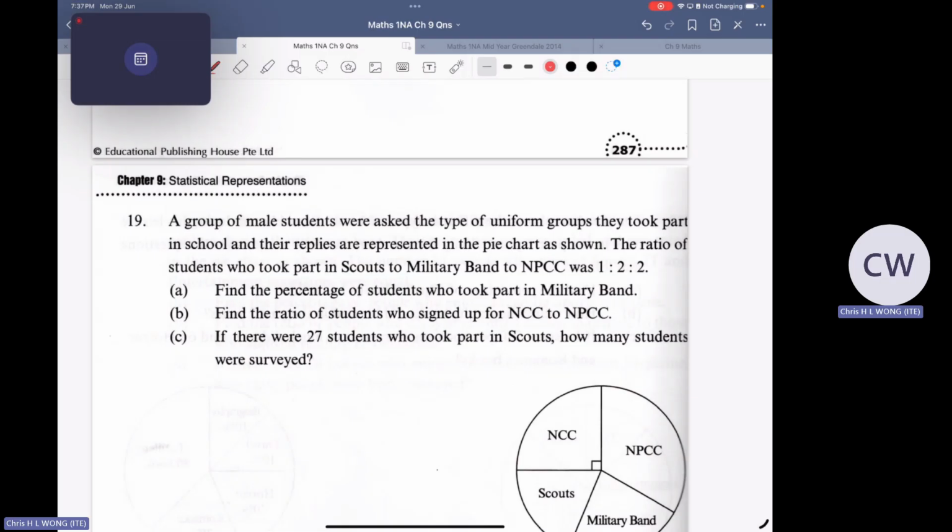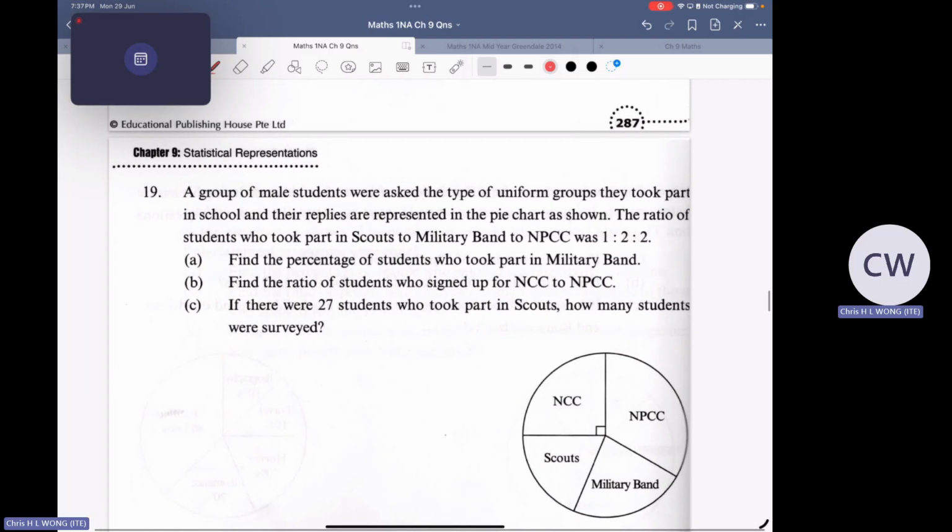Okay, you should have all ready. Okay, let's do this. A group of male students were asked the type of uniform group they took part in school. So again, a group of students survey.